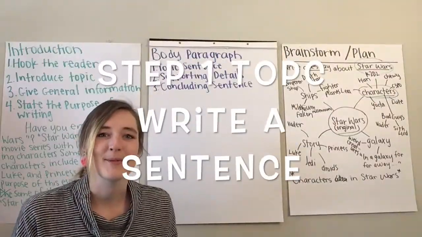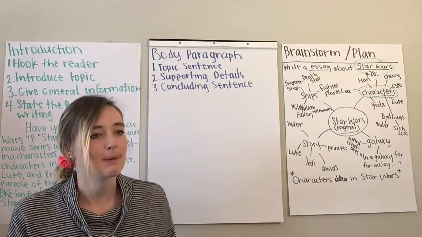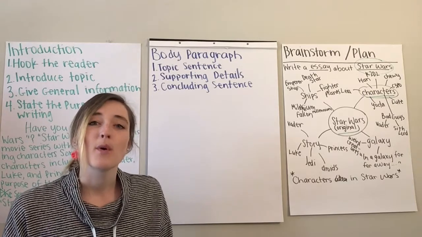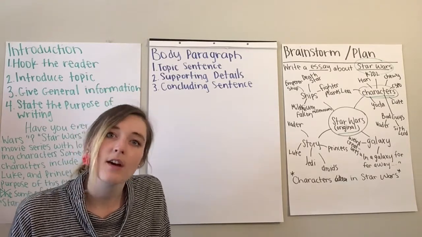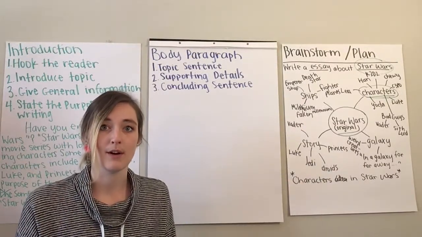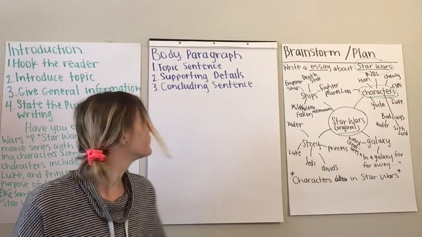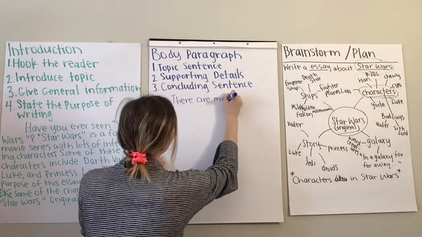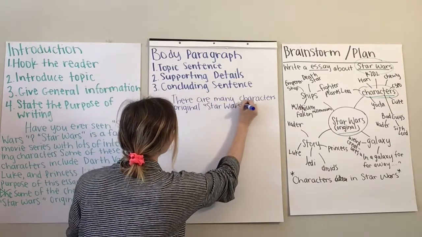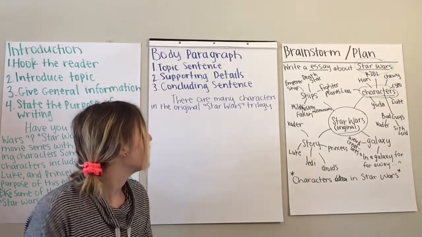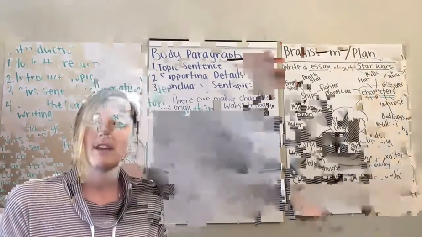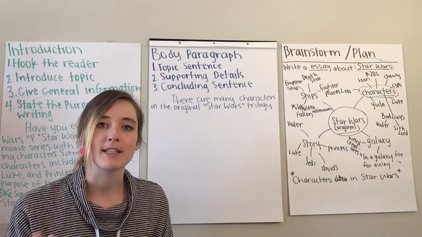Okay, so step number 1 is to write a topic sentence. A topic sentence explains the specific topic of the paragraph. So not going to go into a lot of details here. I'm just going to reintroduce what I'm going to be talking about in the whole body paragraph. So here we go. What I wrote is: there are many characters in the original Star Wars trilogy. That just quickly introduces my topic.